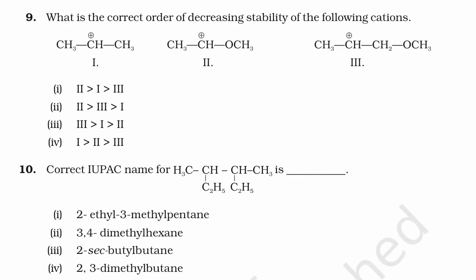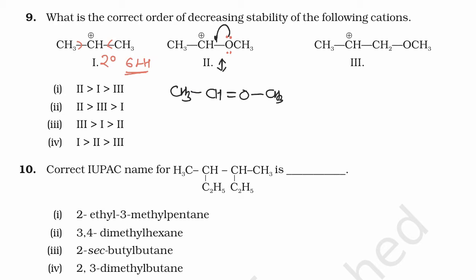What is the correct order of decreasing stability of the following cations? So in the first cation, this is a 2-degree cation. So the plus I effect of 2 methyl groups is present, along with 6 alpha hydrogen atoms. So hyperconjugation is present. In the second case, now this carbocation is one of the most stable carbocations because it is stabilized by resonance or the alpha effect of the oxygen group.